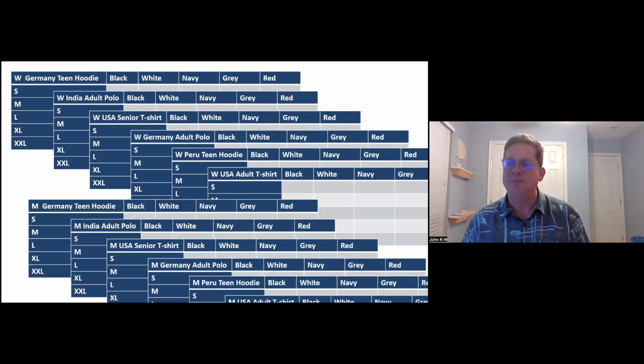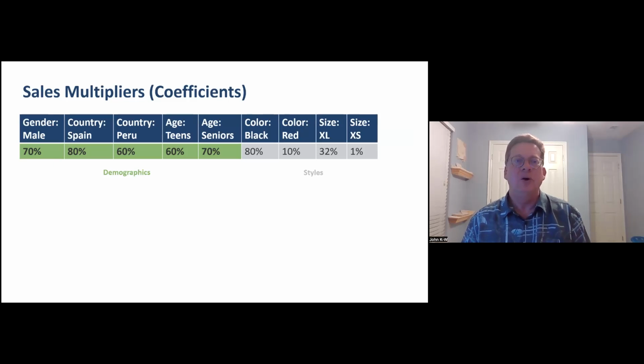So oftentimes, what we do is we provide simple multipliers that are going to summarize the different values by coefficients. So we might take a look at things like 70% of the men attending a concert purchase a shirt and 80% of the people in Spain. All of these numbers are hypothetical with a little bit of background information that I was able to glean off of the web, but this is certainly not scientific studies.